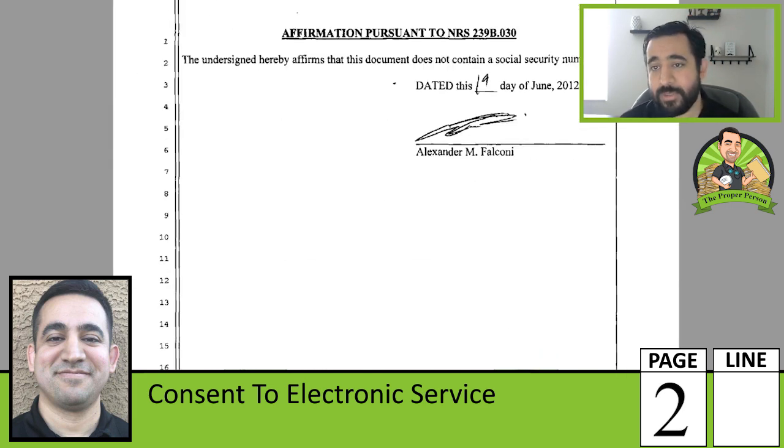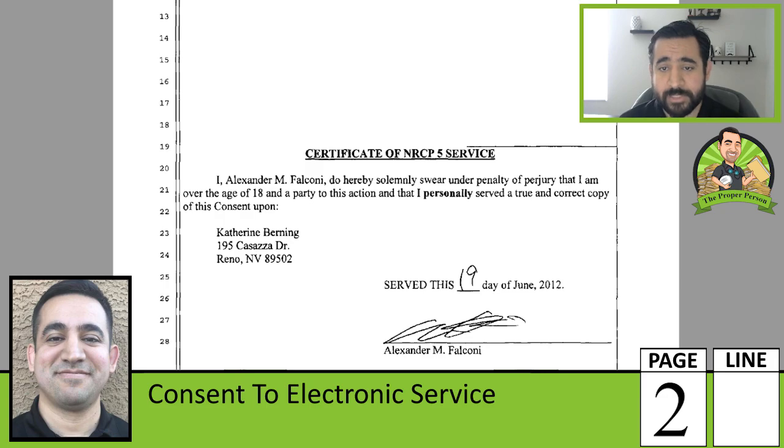Here's the affirmation pursuant to, well, we've gone over this before. It just lets the clerk of the court know this document does not contain a social security number, and then another Rule 5 certificate of service.